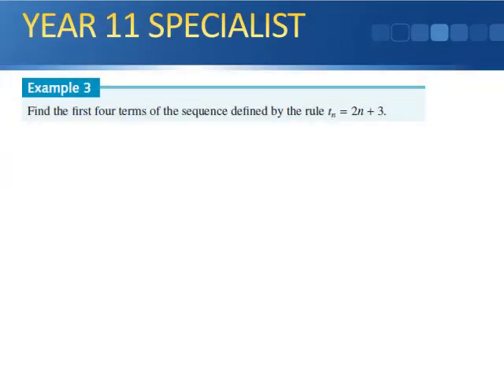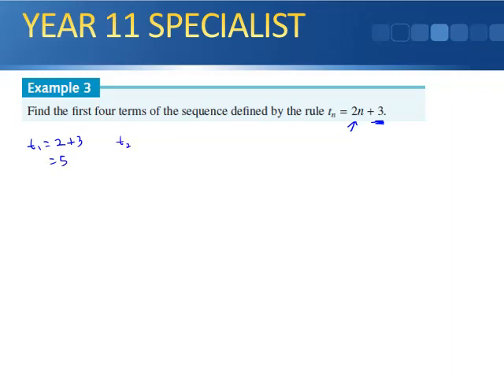Example 3 says find the first 4 terms of the sequence defined by that rule. Now this rule has a couple of things happening. It's multiplying the n and then it's adding the 3. So again we put n equal to 1 first. So we get t of 1 equals 2 times 1, which is 2, plus 3, so that's 5.